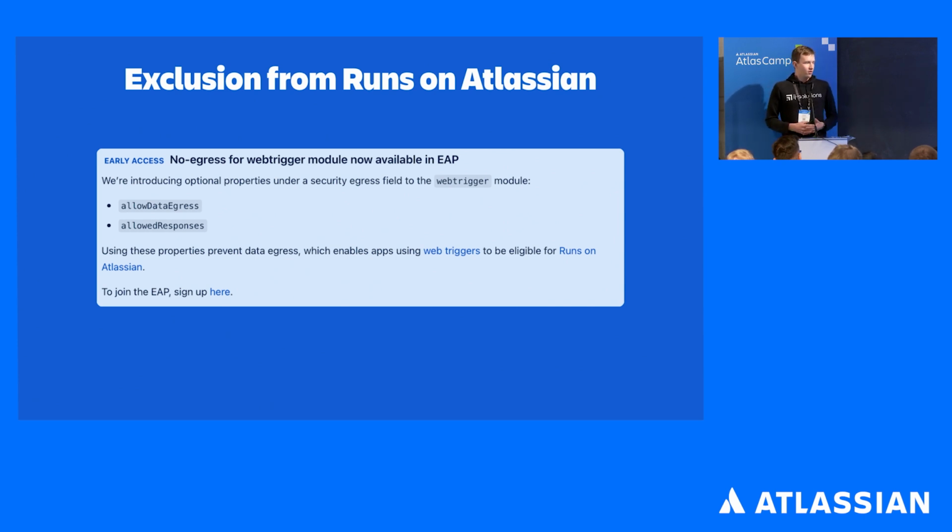and so are still not eligible for Runs on Atlassian. So yeah, we are still looking for a solution, and I've talked to some guys here at Atlas Camp to find a solution. Hopefully we will get there. And yeah, we haven't decided. Maybe we will remove these web triggers for a short period of time until we have a solution. But for now, this is an option, at least, to get the badge, even if you have web triggers in your app.